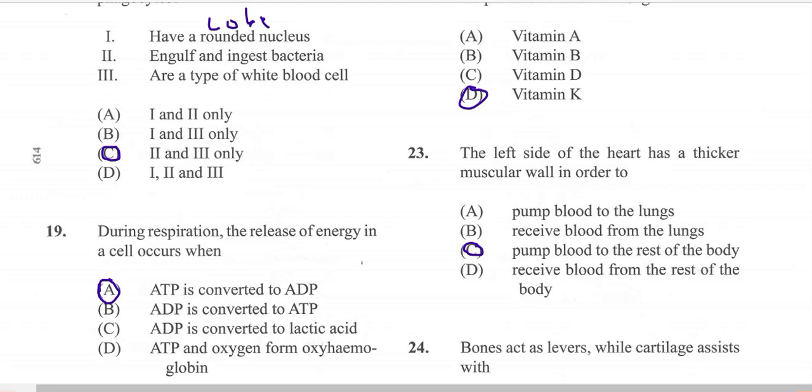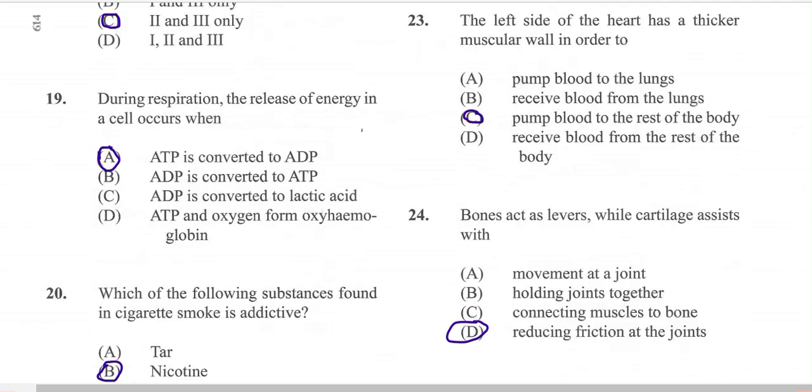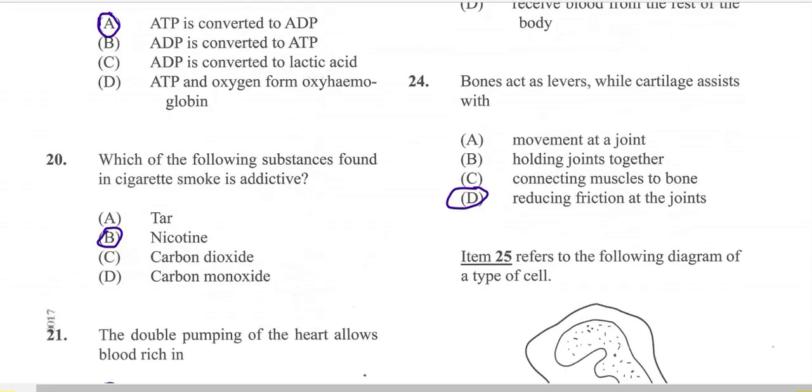Question number 24. Bones act as levers while cartilage assists with reducing friction at the joint. Every day of the week, that's going to be the answer. So our answer is going to be D for 24. Holding bones and joints together is not the purpose of the cartilage. Ligaments are going to be holding bones to bones, and of course tendons, muscle to bones. So of course we understand that 24 is going to be D.